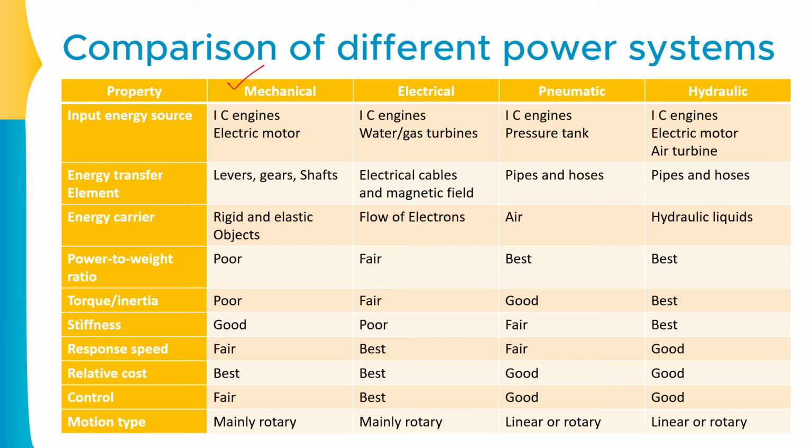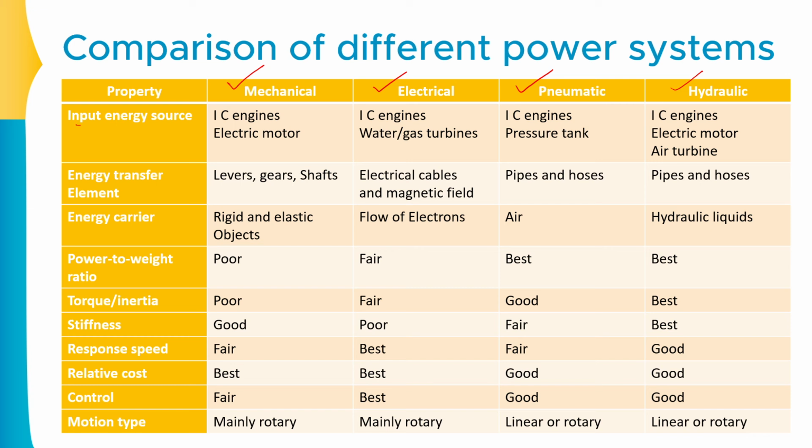Mechanical systems are basically the gears, belts, ropes, shafts. All these are the mechanical systems. Then after we are using the electrical power system, like electrical cables, magnetic fields, okay, all these things are the electrical system. Then after we are using the pneumatic system and the hydraulic system that we are learning right now. So let us quickly check out what are the properties and in which specific property which system is best.